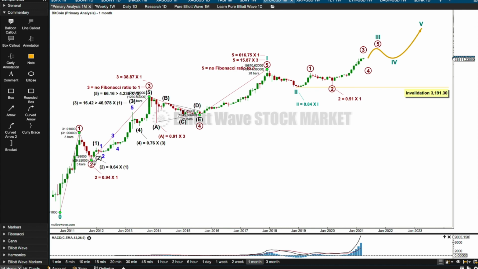Perfect alternation between 2 and 4. 4 is a triangle, 2 is a zigzag. These corrections are really deep. On a semi-log scale, this doesn't look very deep, but primary 2 is a 94% correction of primary 1. This meets the definition of a bubble, and it's got that vertical rise.